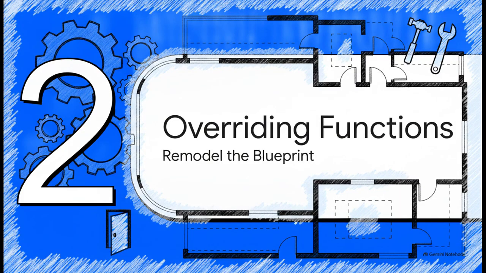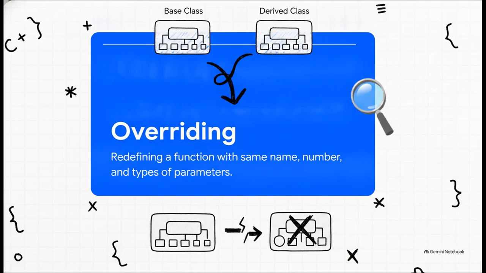Moving right along to Section 2, overriding base class functions. This is where we start remodeling. Inheriting functions is awesome, but sometimes the default behavior just doesn't fit the new room we're building, you know? That's where overriding comes in. But here is a massive pro tip for your exams. Absolutely do not mix up overriding with overloading.